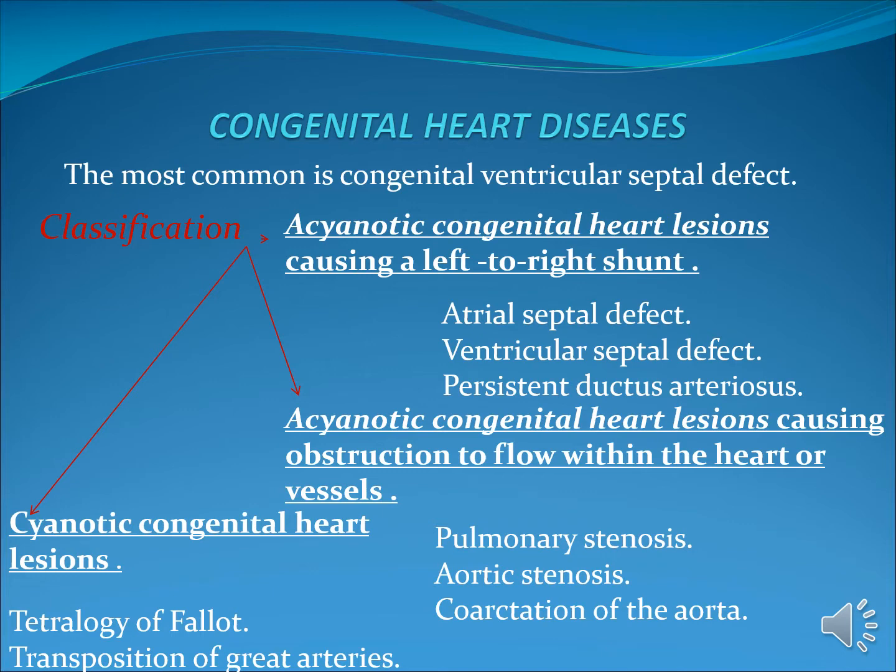Acyanotic congenital heart lesions causing left to right shunt, like atrial septal defect, ventricular septal defect, persistent ductus arteriosus. Acyanotic congenital heart lesions causing obstruction to the flow within the heart or vessel: pulmonary stenosis, aortic stenosis, coarctation of the aorta. Cyanotic congenital heart lesions: tetralogy of Fallot, transposition of great vessels.